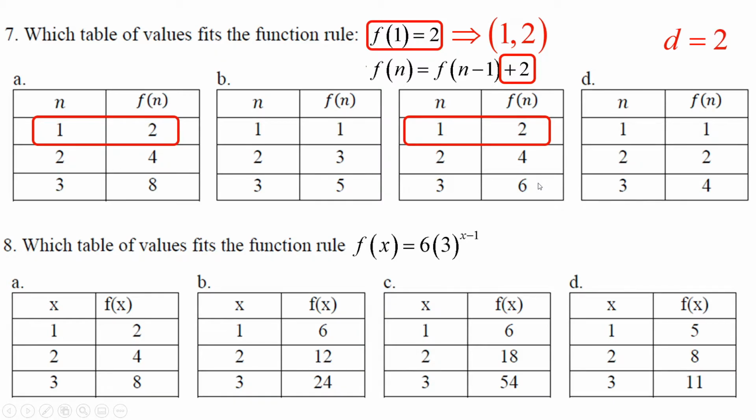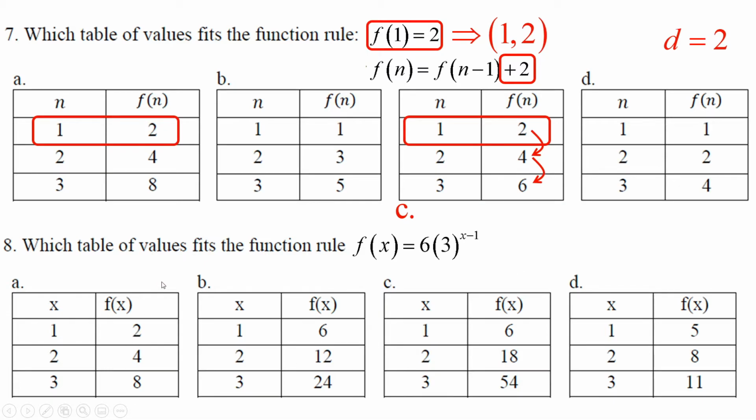The common difference is 2. We added 2 there, and we added 2 there. That tells me that this table is correct. And I'm sorry, but I covered up my answer of C, so I'm going to write it below. The answer to number 7 is C.